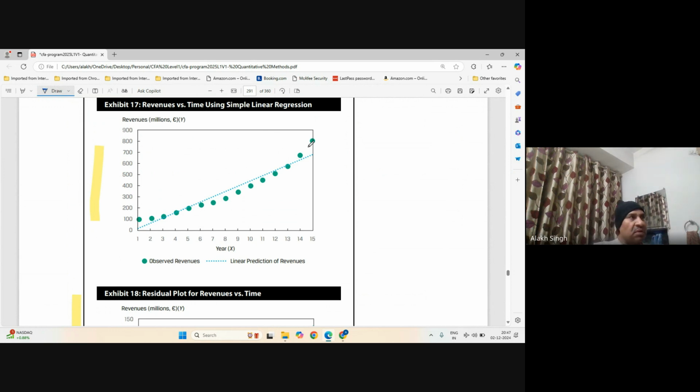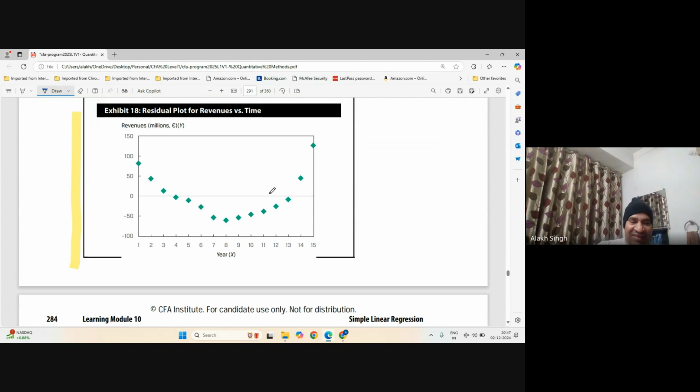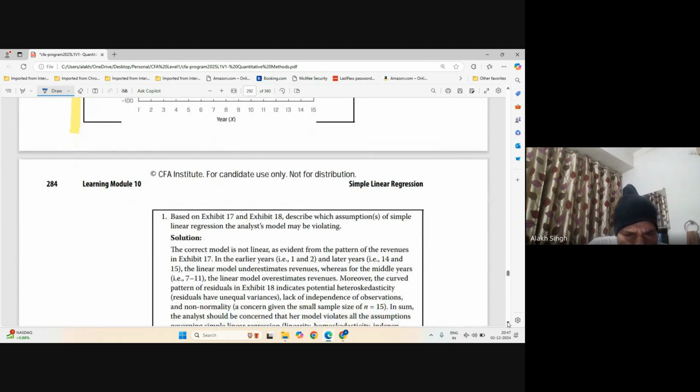And what was the last one? Normality will be violated automatically. So all four are actually violated in this, and in this one even more. This one is very clearly non-linear, like a parabola. So all four are actually violated if you look at them.